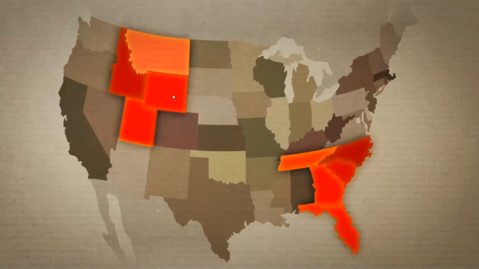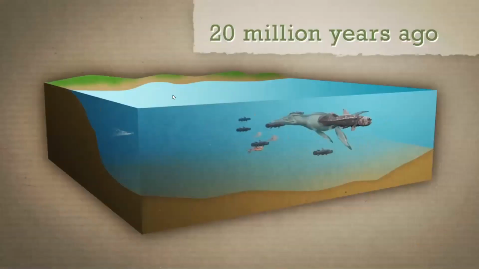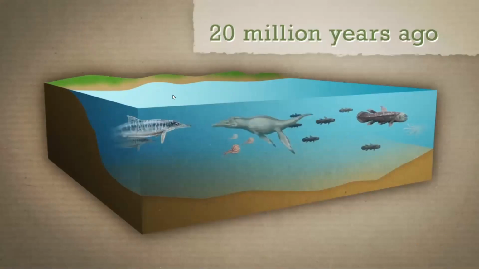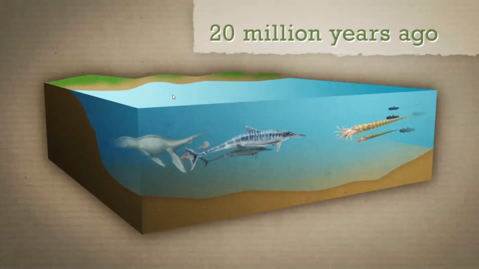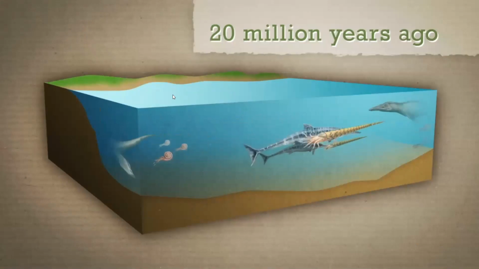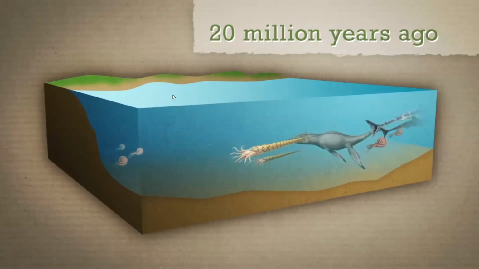So how did these phosphate deposits get there? That's another story, a very old one. Scientists believe that these large phosphate deposits formed from the skeletons and decomposition of sea creatures living in the seas during the Miocene period more than 20 million years ago.